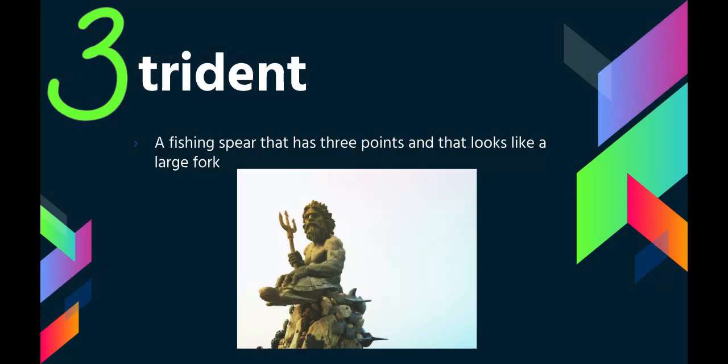And your last word is trident. This is a fishing spear that has 3 points and looks like a large fork. So in this picture, this is a statue of the Greek god Poseidon, who is the god of the sea. And typically when you see Poseidon, he is carrying a trident, that large fishing spear that has 3 points and looks like a large fork. So on your homework, go ahead and draw a picture of a trident.